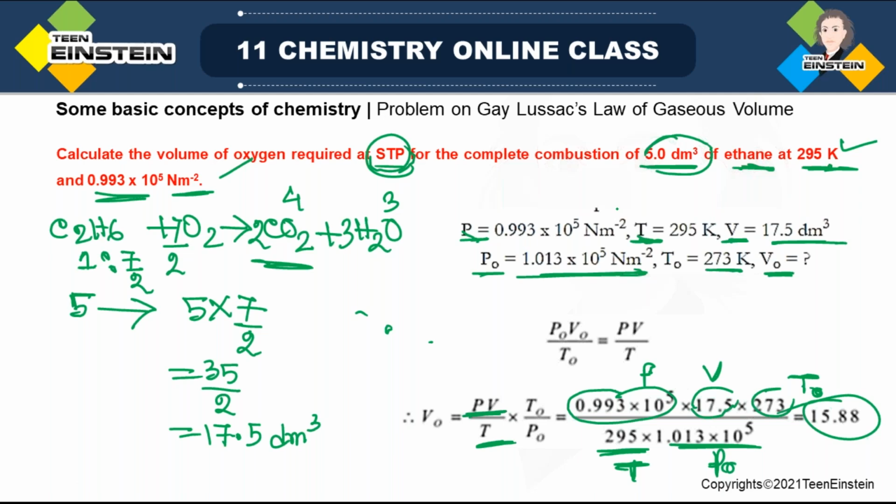You don't have to change the unit of volume because on both sides it will be cancelled. It doesn't matter which unit of volume is present. Okay, so this is the answer. This is the volume of oxygen that will be required at STP condition. If it is not STP condition, suppose it is 295 Kelvin and this pressure, then the amount of oxygen required is 17.5 dm3. But when the condition is STP, the amount of oxygen is different. Now it is reduced to 15.88.